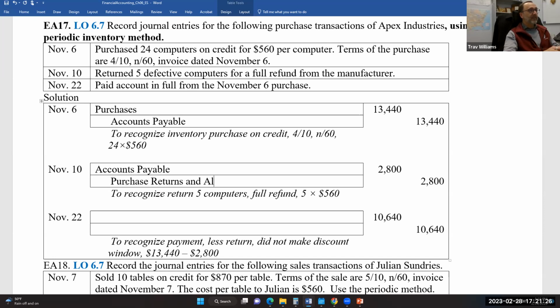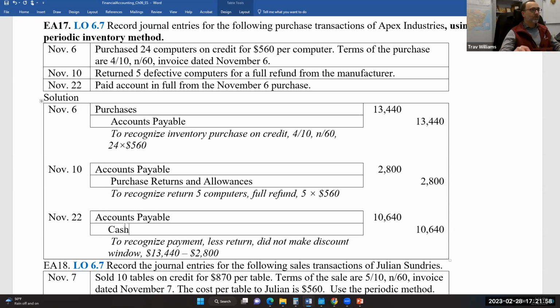returns and allowances. Because remember, again, we have to track our total purchase returns and allowances so we can figure out our net purchases. So that's how we would record that. And then when we make the payment, in this case, we did not get a discount. So we paid off our remaining accounts payable.